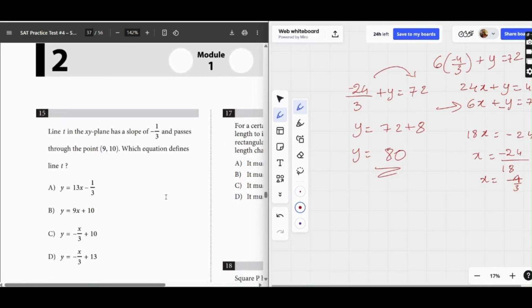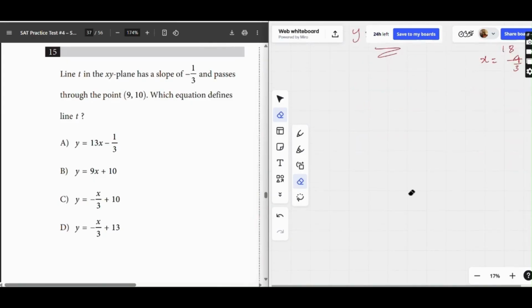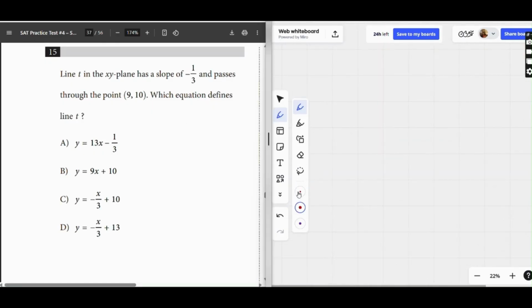Fifth question. 15th. Okay, line t in the xy plane has a slope of negative 1 by 3 and passes through the point given by 9 comma 10. Which equation defines the line t?